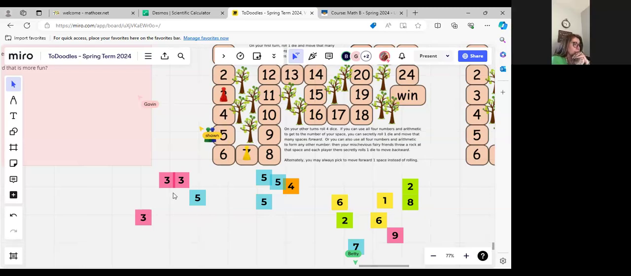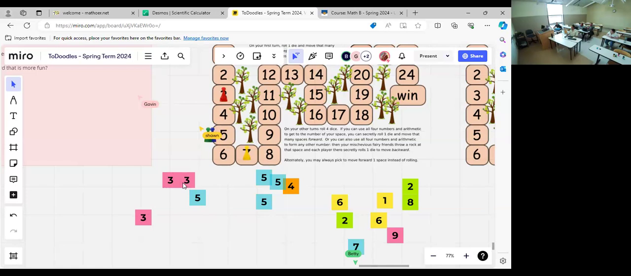Good. Okay. 3, right? So 3 minus 3 is 0. And then 0 times 5 stays 0. And then you add 3 and get to 3. Okay, yeah. So roll a 6-sided die. Don't tell us.